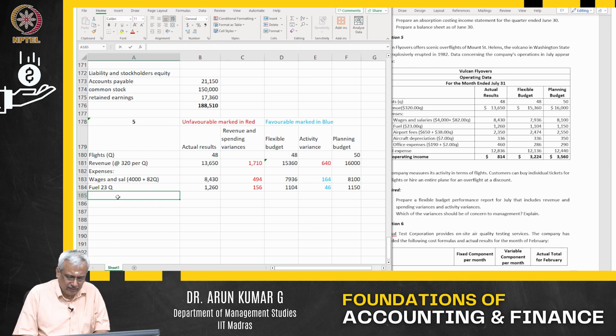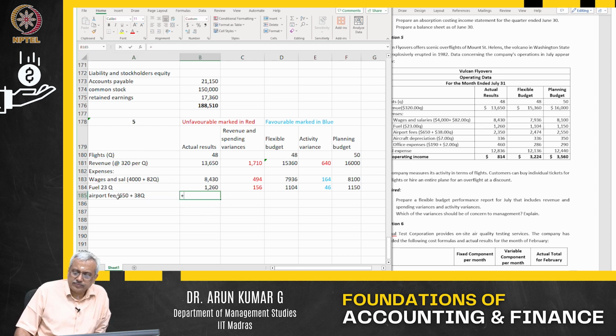Next, airport fee, which is again 650 plus 38Q. What is your actual? 2350, whereas let me look at 650 plus 38 into 48 out here. That's going to be this number. That is my actual. So what happens? I have spent less than what is budgeted, so naturally there is a favorable variance for me. It is favorable for me.